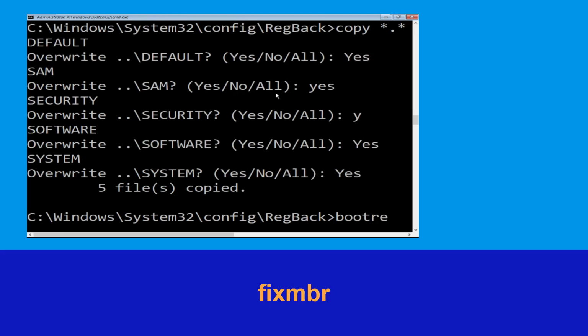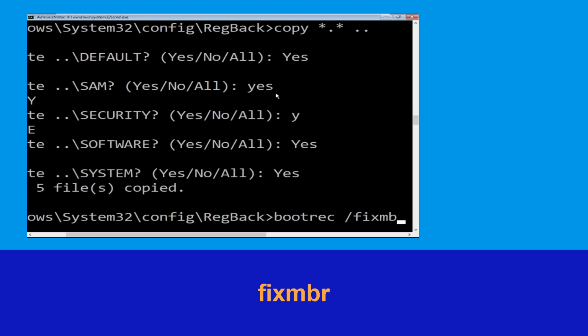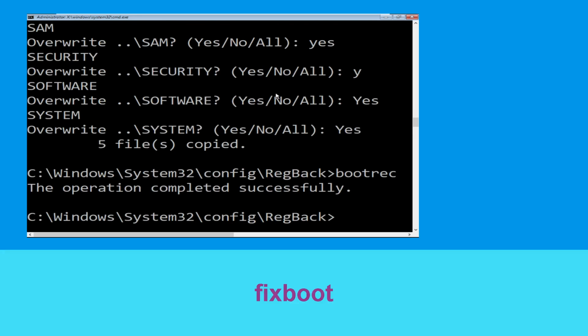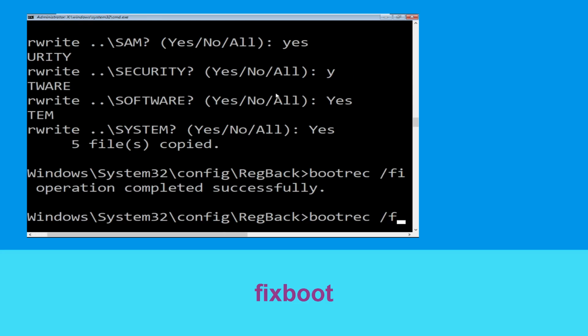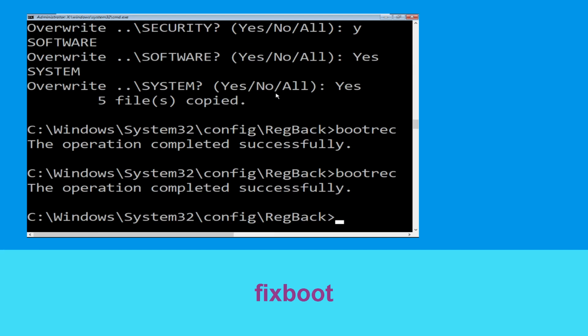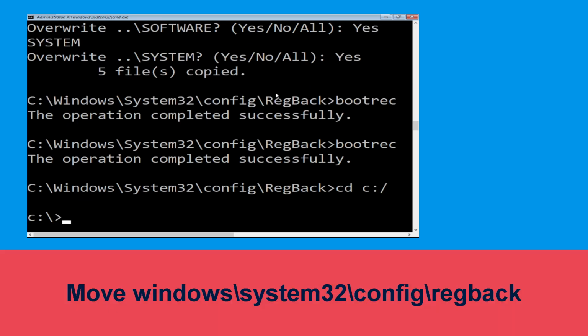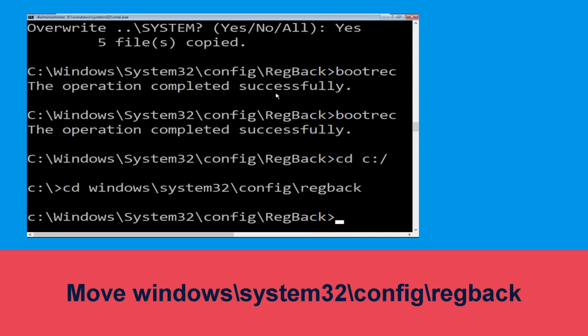Now execute this command. Type bootrec /fixmbr and simply hit enter. Now type bootrec /fixboot and hit enter to execute. Type cd C:\ and hit enter. Let's execute this command. Type cd Windows\system32\config\regback, then simply we need to hit enter to execute this command.